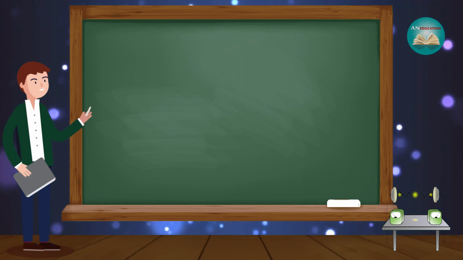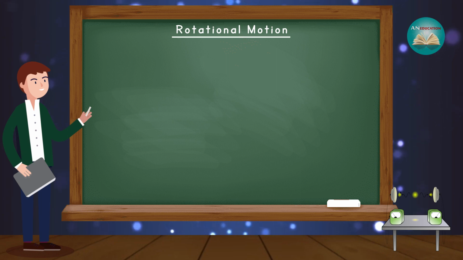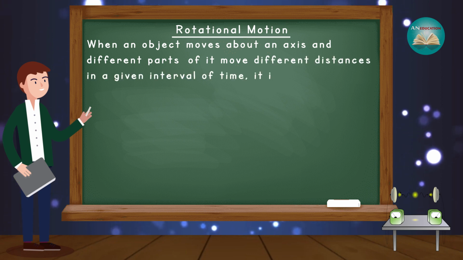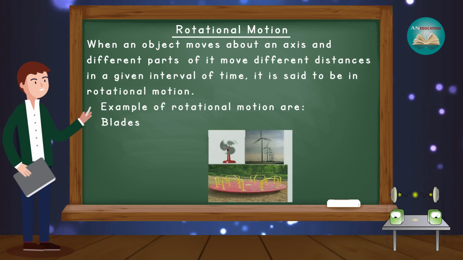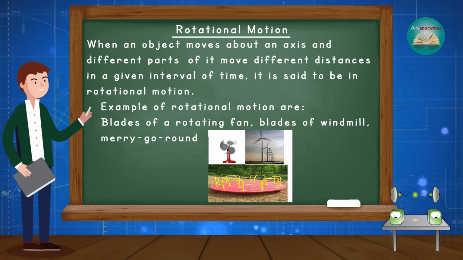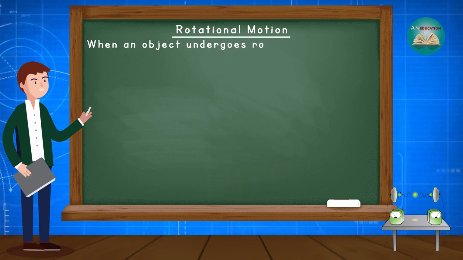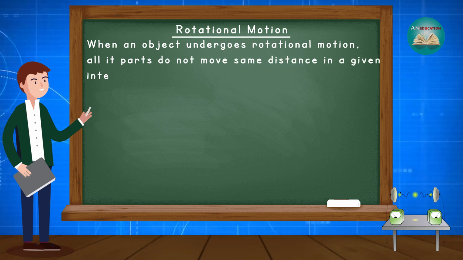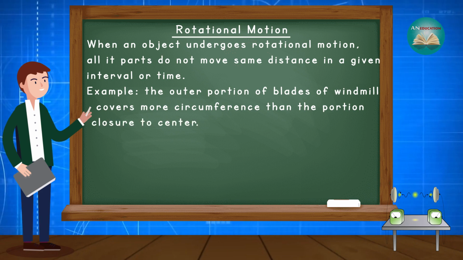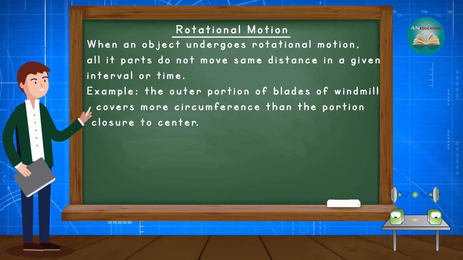After that, let's discuss the second type of motion, that is rotational motion. Let's talk about the definition of rotational motion. When an object moves about an axis and different parts of it move different distances in a given interval of time, it is said to be in rotational motion. Examples of rotational motion are the blade of a rotating fan, the blade of a windmill, a merry-go-round. When an object undergoes rotational motion, all its parts do not move the same distance in a given interval of time. For example, the outer portion of the blades of a windmill covers more circumference than the portion closer to the center.